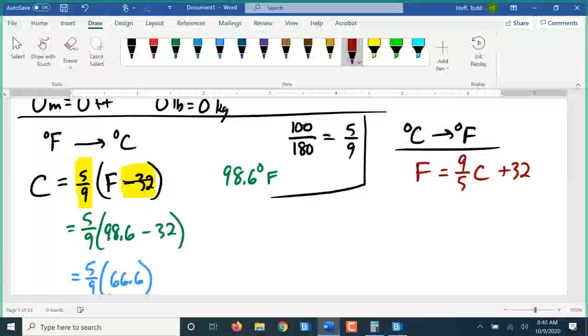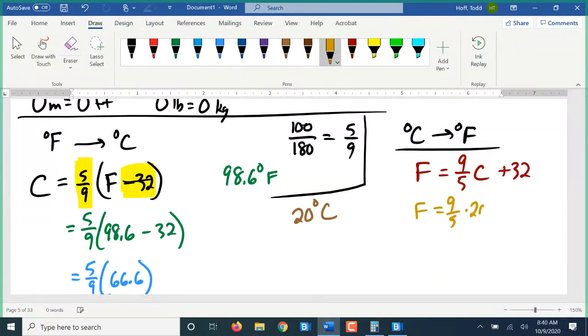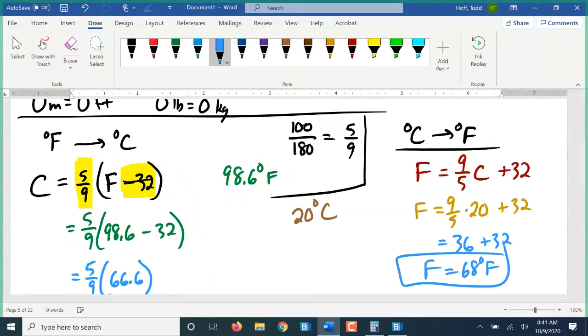So let's say that you're driving into work or to school, whatever, and you hear the radio announcer say it's going to be 20 degrees Celsius today. Well, is that a nice day? Well, let's go over here and we'll plug 20 in for C. 9/5 times 20, well, that is 36. 36 plus 32 is 68. That's 68 degrees Fahrenheit. I would take that day any day of the year.